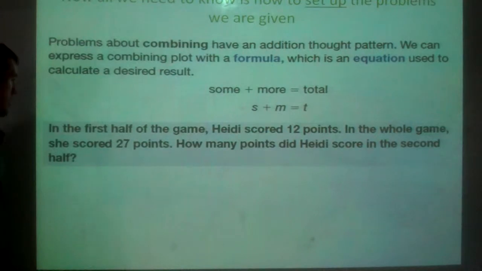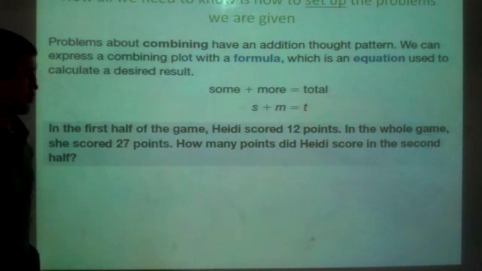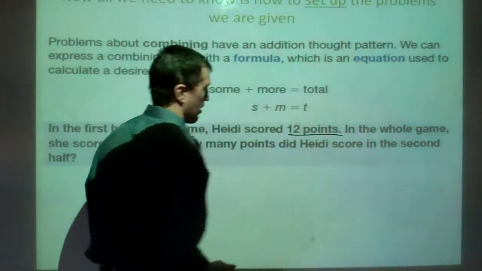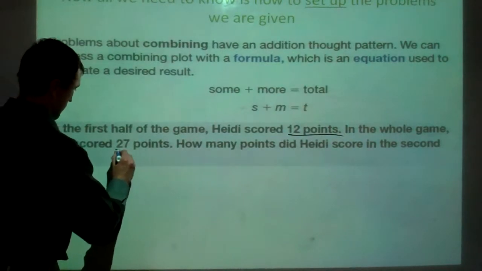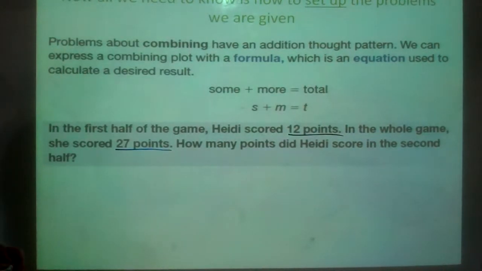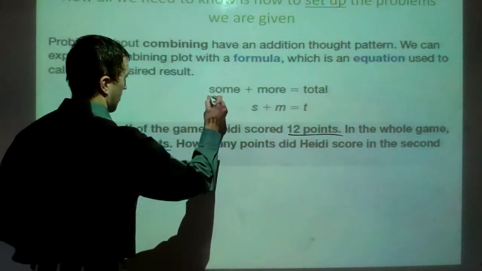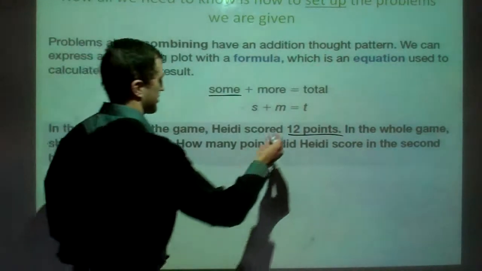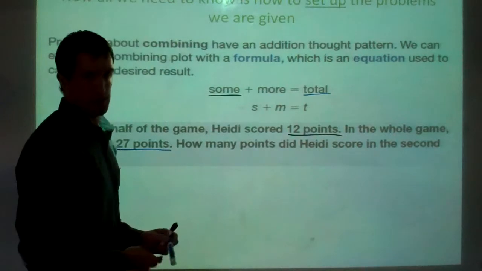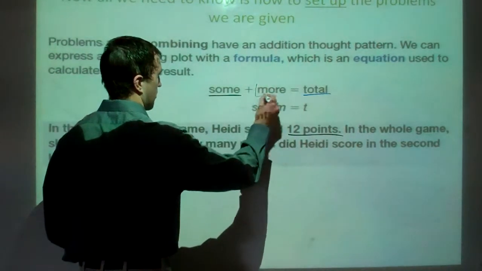So if we look at this here, in the first half of the game, Heidi scored 12 points. In the whole game, she scored 27 points. How many points did Heidi score in the second half? Alright, well let's look at what we underlined here. 12 points, that's in the first half of the game. There's two halves. So that's our starting point, that's our sum. Okay, our 27 points. It says in the whole game she scored 27 points. That's our total. So now we know that we're going to be solving for this part right here.